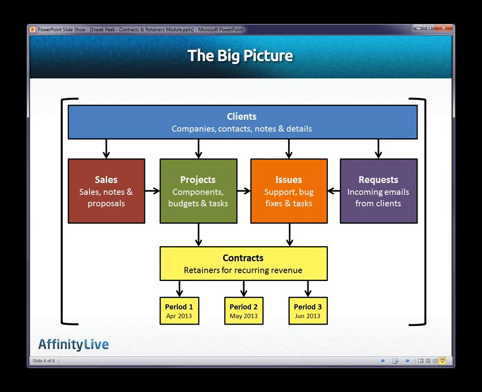And then, of course, in purple here, we've got the request module, which is really a gateway or a triage place. It's where customers are able to drop in via email or the extranet a question about something or a request for an answer. And then, of course, you can promote those into issues, or you can just leave them there as requests and get rid of them.